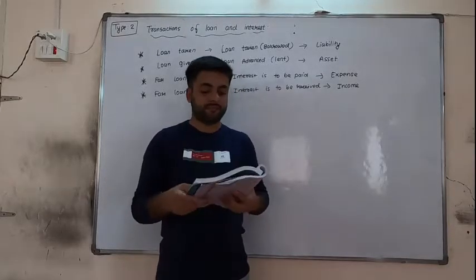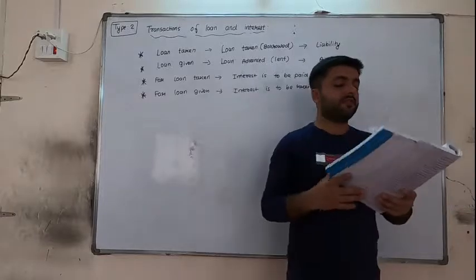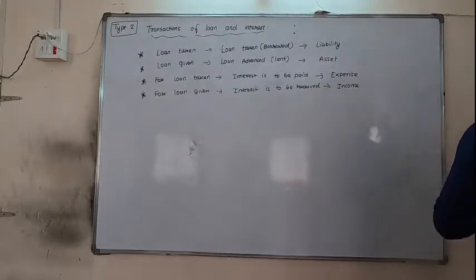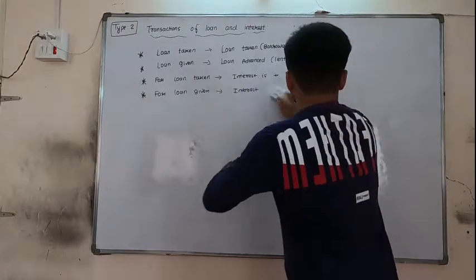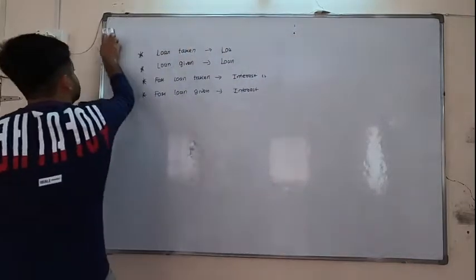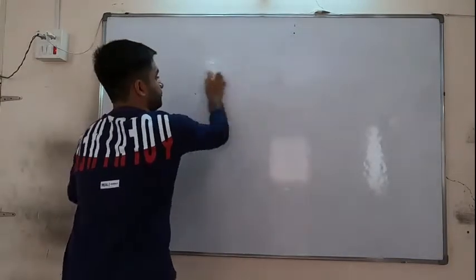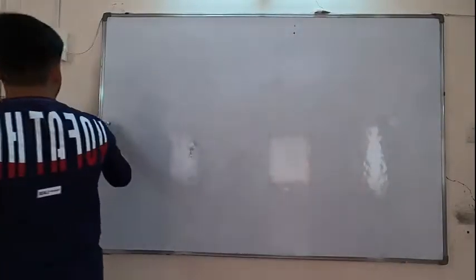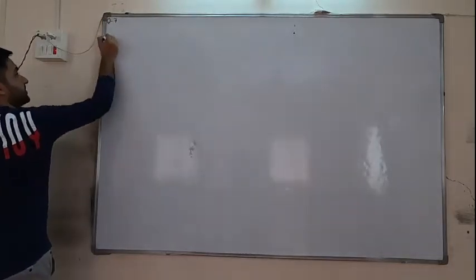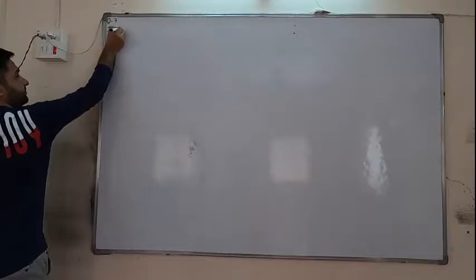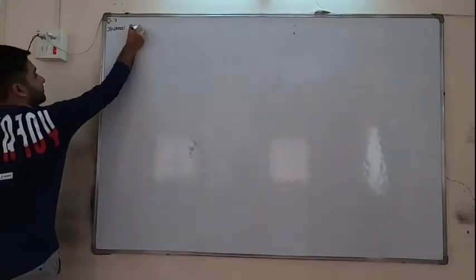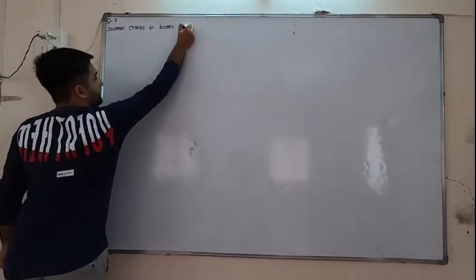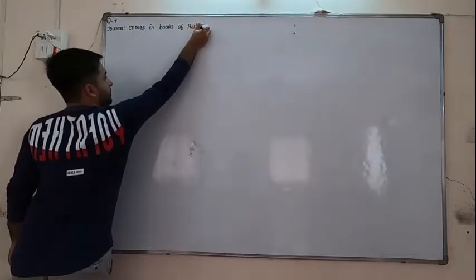So page number 103, 7th question. Transactions of loan and interest. Write the following transactions in the journal of Pushkar. So we will make the journal of Pushkar. Question number 7. Journal entries in books of Pushkar.